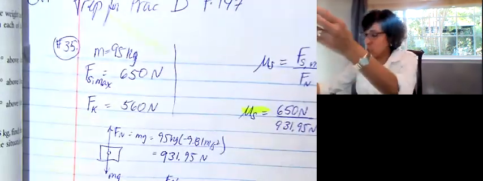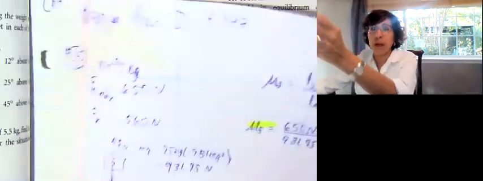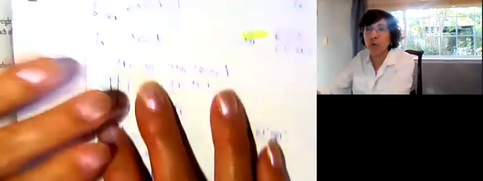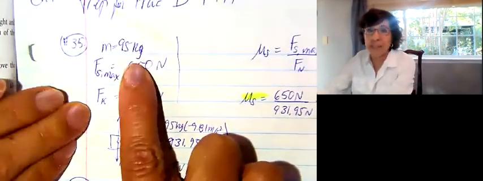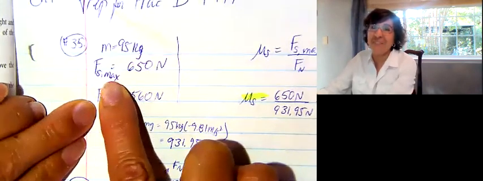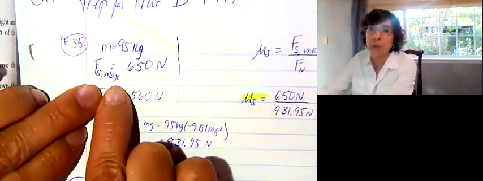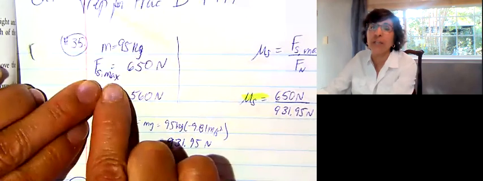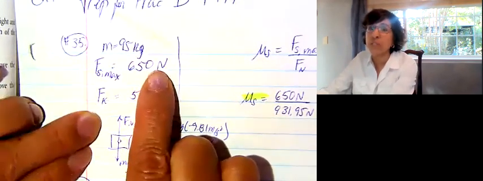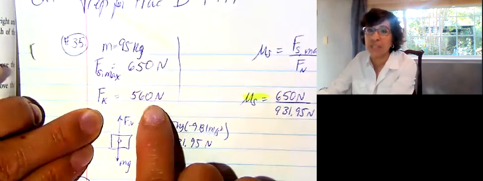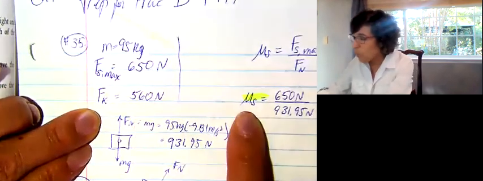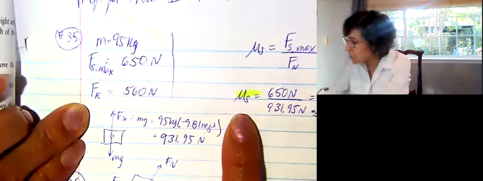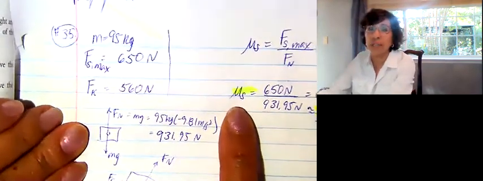Here's what I do. I always rewrite what it is that they're asking for. Tells me the mass, tells me Fs max. So there's the force of static friction you have to overcome to make it start moving, 650 newtons. And then once it's moving, now you only need 560 newtons. And it wants to know what is the coefficient of static friction and the coefficient of kinetic friction.